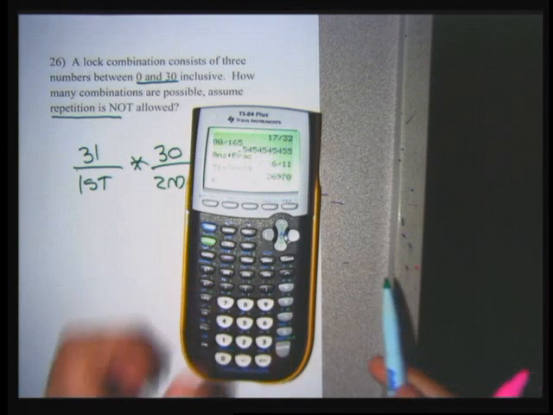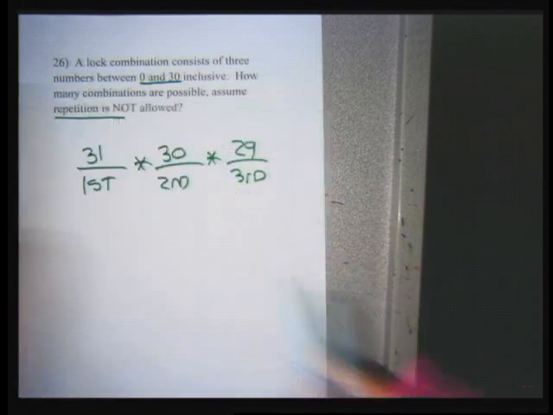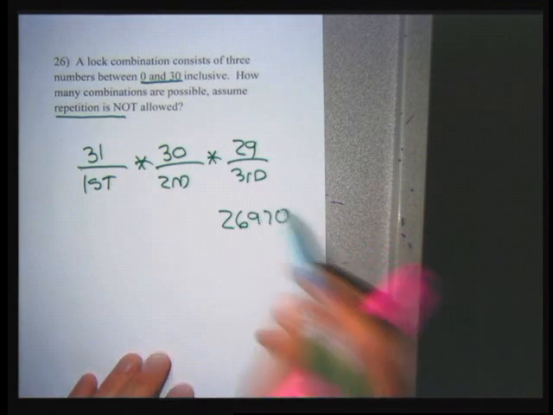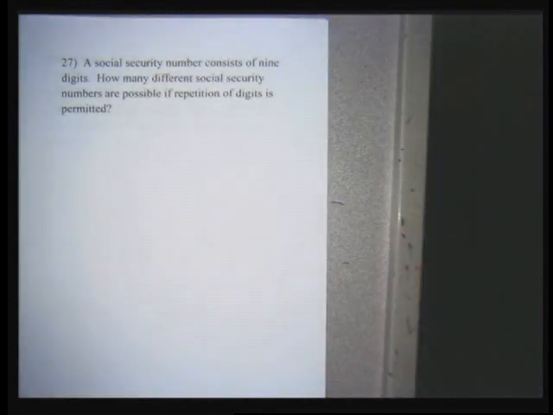So I get 26,970 for the answer to 26. A Social Security number has 9 digits, and we allowed repetition. So digits include just the numbers 0 through 9. There's 10 digits.